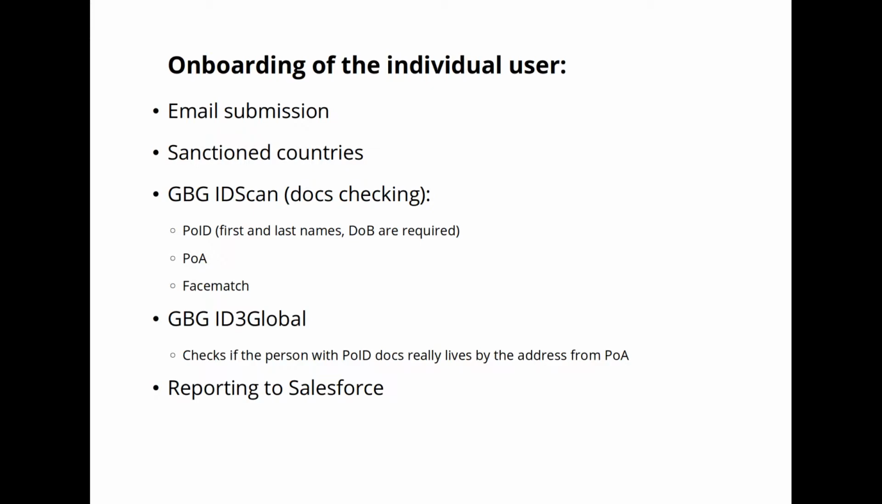Using the ID scan, we check the documents of the user. We extract the needed fields from it, such as first and last names, date of birth, and then we use the ID tree global to check that the user really lives at the address from his proof of address document. And we will check how to report. We'll check the automated reporting to the Salesforce service.